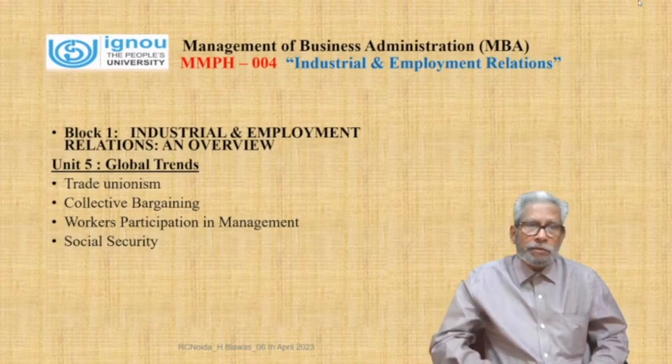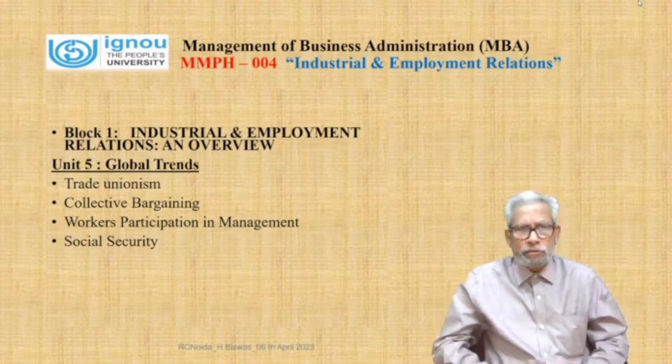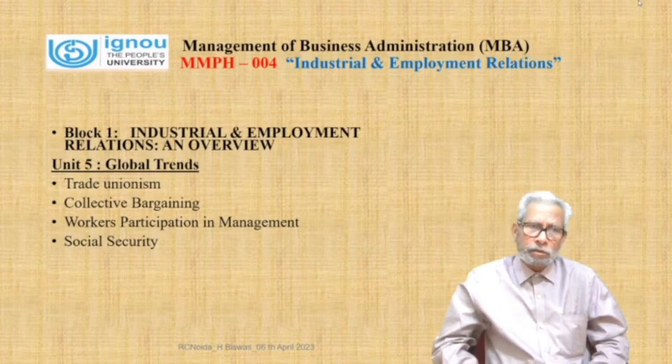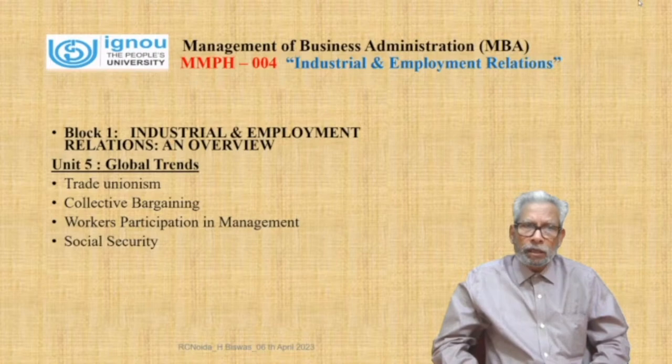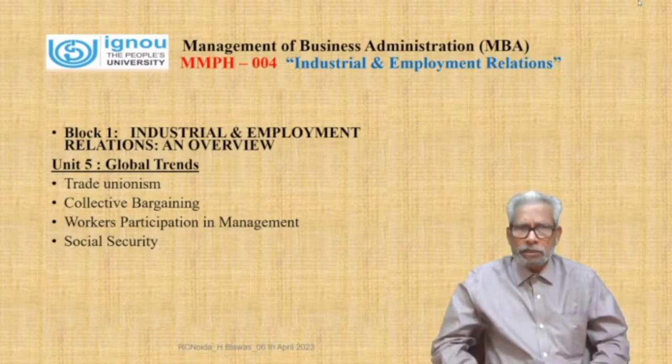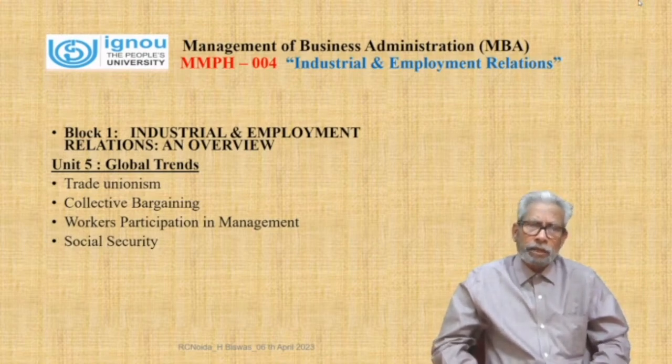And your unit 5 is global trends. What are the global trends going on? We have to see trade unionism, collective bargaining, workers' participation in management, and social security. All are very important parts of the international and global picture, what is going on in other countries, and in addition, as an industry or company, those who are multinational companies, what things have to be adopted. Another issue is social security.